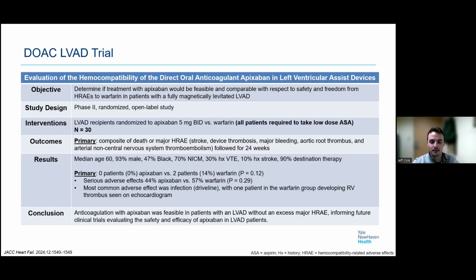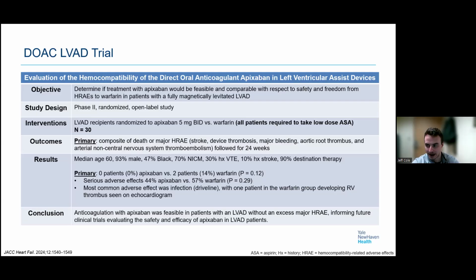For the primary outcome, 0 patients in the apixaban group had a major HRAE versus 2 patients in the warfarin group. Serious adverse effects were lower in the apixaban group, but not statistically significant. The most common adverse effect was driveline infections, and one patient in the warfarin group developed RV thrombus. They concluded that apixaban was feasible in patients with an LVAD without excess adverse effects, essentially informing future clinical trials looking at safety and efficacy.